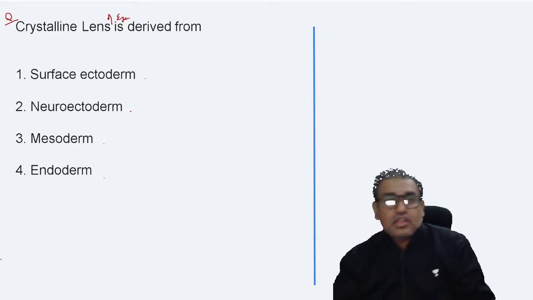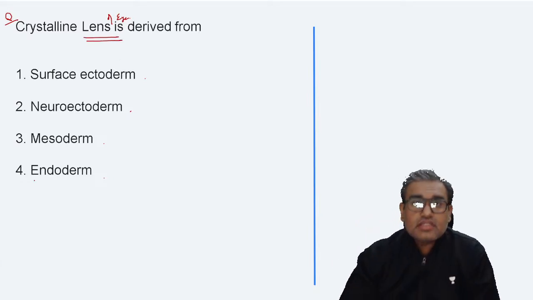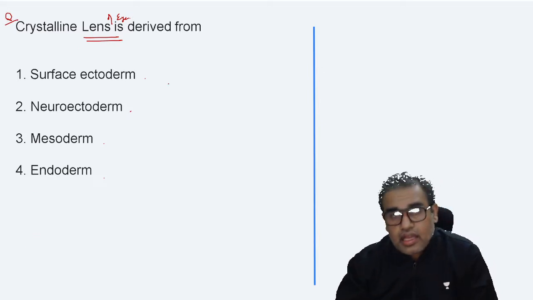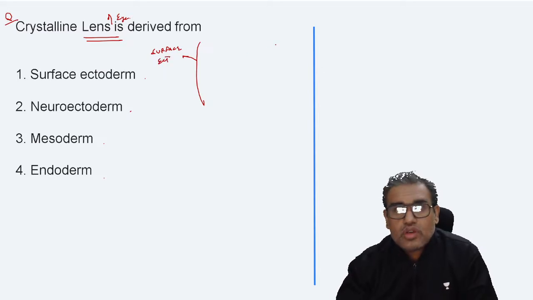Crystalline lens. Crystalline lens is derived from the lens of the eye. आँख के अंदर होती है lens. Lens is inside the eye. I see. There are two things over here. You have to understand there is an outside surface ectoderm. बाहर की तरफ you have a surface ectoderm. Remember it. Surface ectoderm. Inside you have the brain development, that is a neuroectoderm.